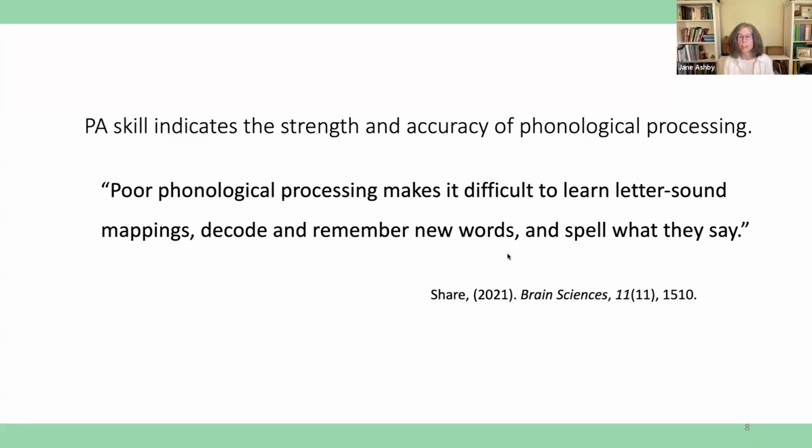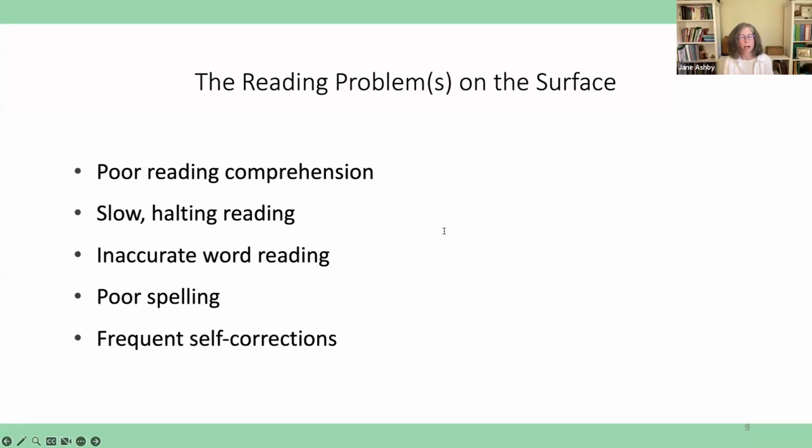So what does the child who could use some phonemic awareness work look like when you encounter them? Well, it might not be quite what you expect. You see a reading problem on the surface, right? You might see poor reading comprehension. You might get that from standardized testing, right? Or you might hear slow and halting reading. You might notice inaccurate word reading, poor spelling, or that they're frequently making self-corrections. So these are the problems that are on the surface.